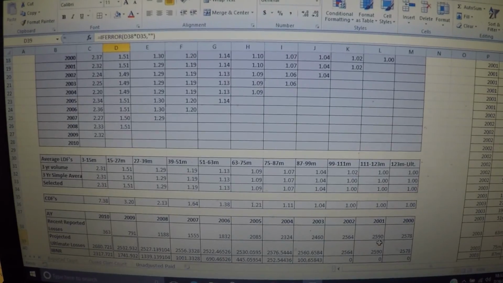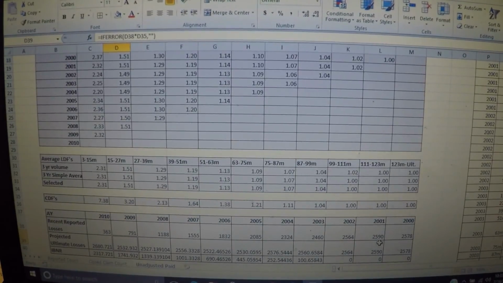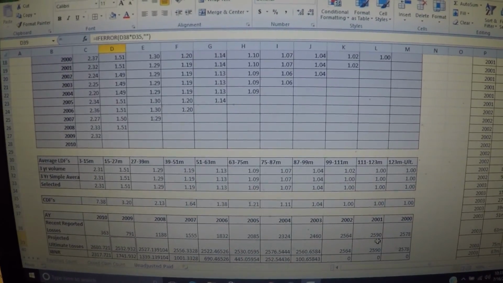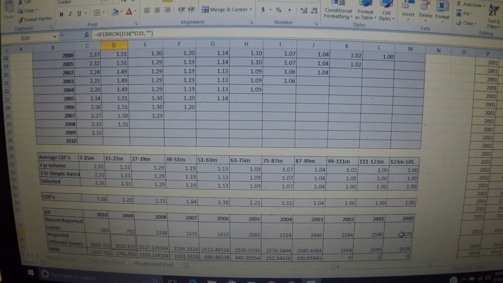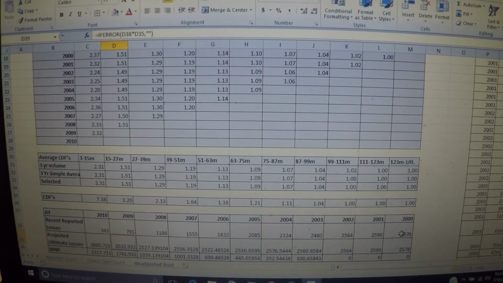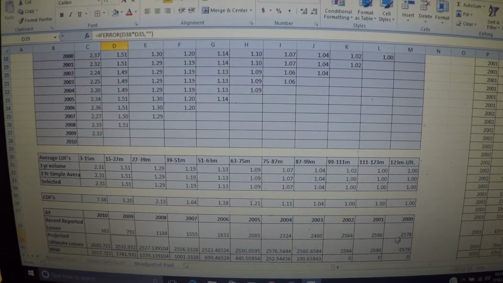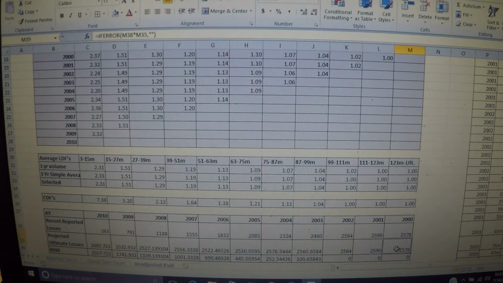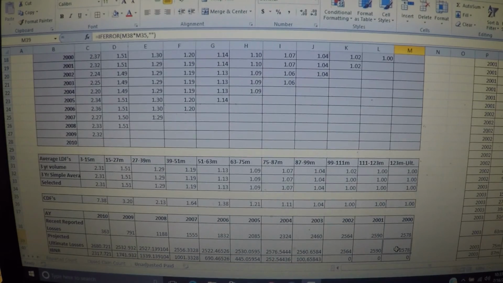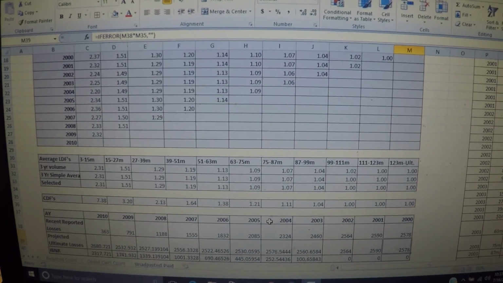Notice, go all the way down to the year 2000. And these losses, as we saw, according to what we have, the data says that these are fully developed. We have 2578, and there's nowhere else for it to go. That's it, 2578. All right.